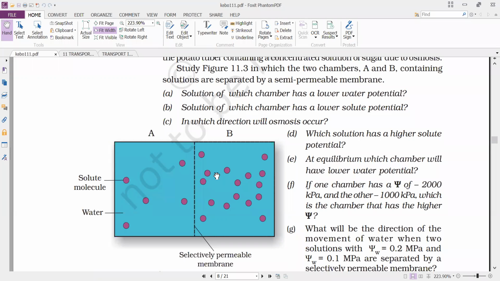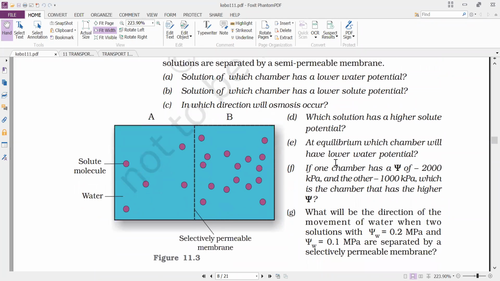Okay, the next question. Which solution has a higher solute potential? B. The solution which has more solute particles will have a higher solute potential. That is chamber B.